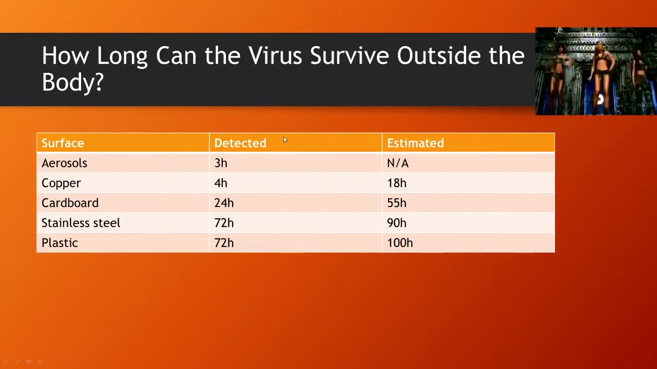So first we'll look at the detected, and then I'll explain what I mean by estimated. So aerosols, I know that's not a surface technically, but they also tested for that. They showed that when sprayed out into a mist, as if someone sneezed, viable viral particles could be detected within 3 hours. Copper 4, carbon 24, and longest was stainless steel and plastic for 72 hours, which is very, very long. And this is not just RNA, this is viable viral particles. So alive viruses that have the potential to infect someone.